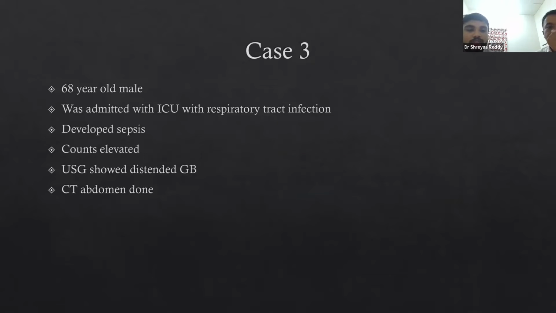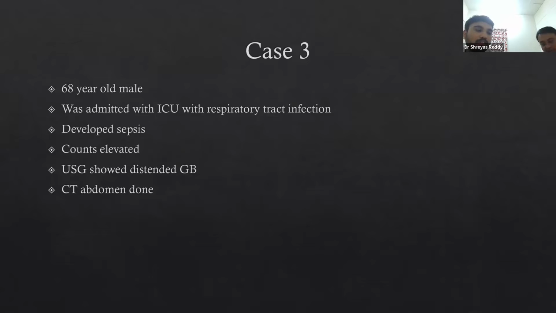This is a 68-year-old male. He was admitted in the ICU with respiratory tract infection. This was a COVID patient, who secondarily developed sepsis. His counts were elevated, and a bedside ultrasound was done, which showed a distended gallbladder. And also, the patient was complaining of pain in the right upper quadrant. Consequently, a CT abdomen was done.